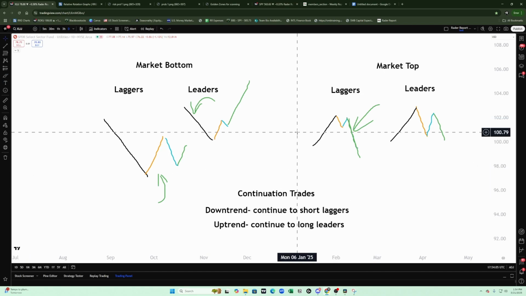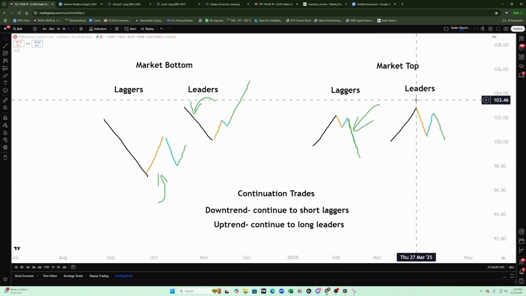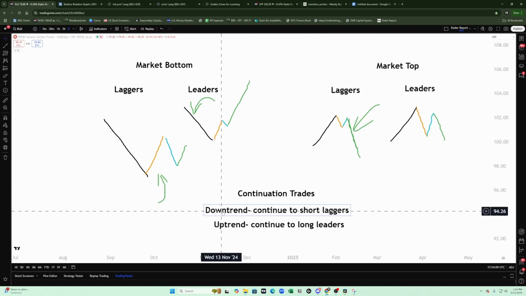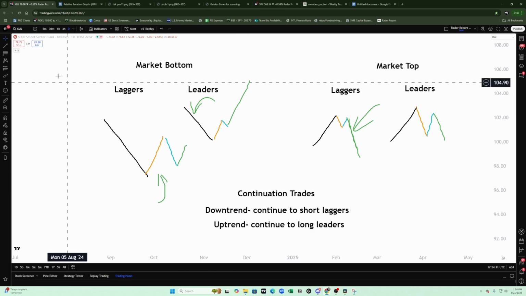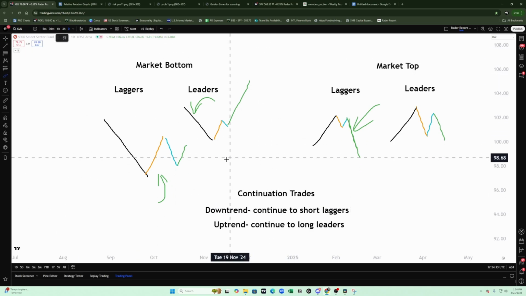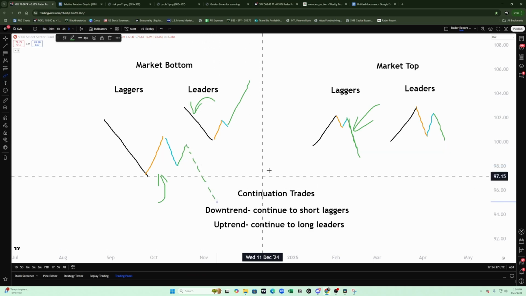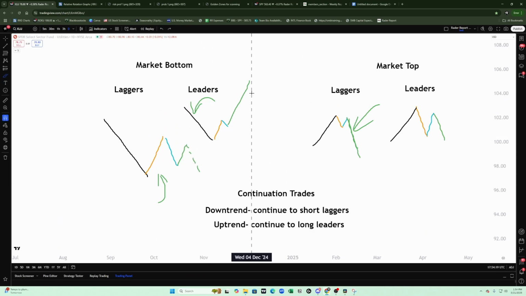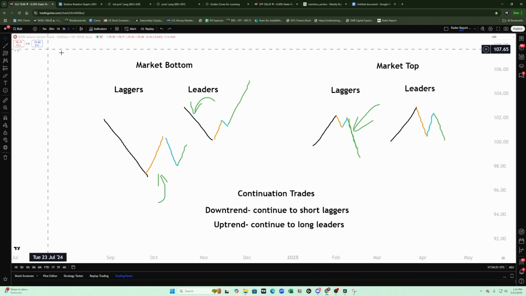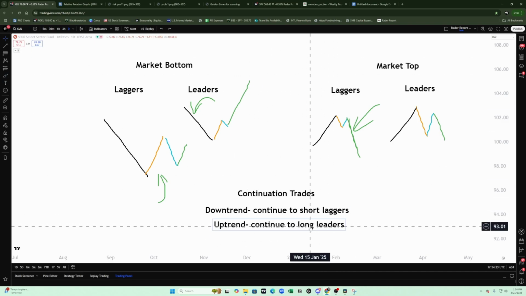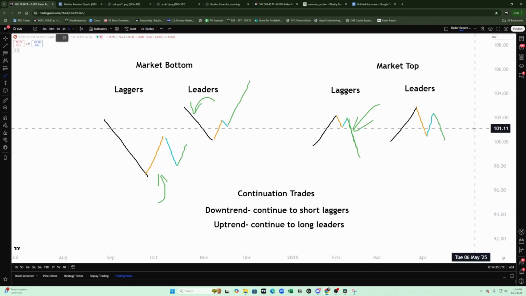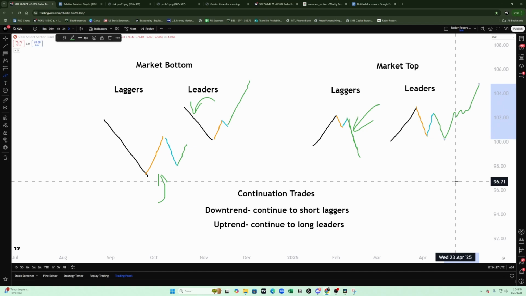And in between market bottoms and tops, the continuation trades: in a downtrend, you want to continue to short the laggers. So let's say this is not the market bottom and you expect more lows here, you would want to continue to short the lagger as it continues to go lower, as that will see the worst performance. Additionally, in an uptrend, you want to continue to long the leaders, as that will have the biggest and longest trend to the upside with the more consistent gains.